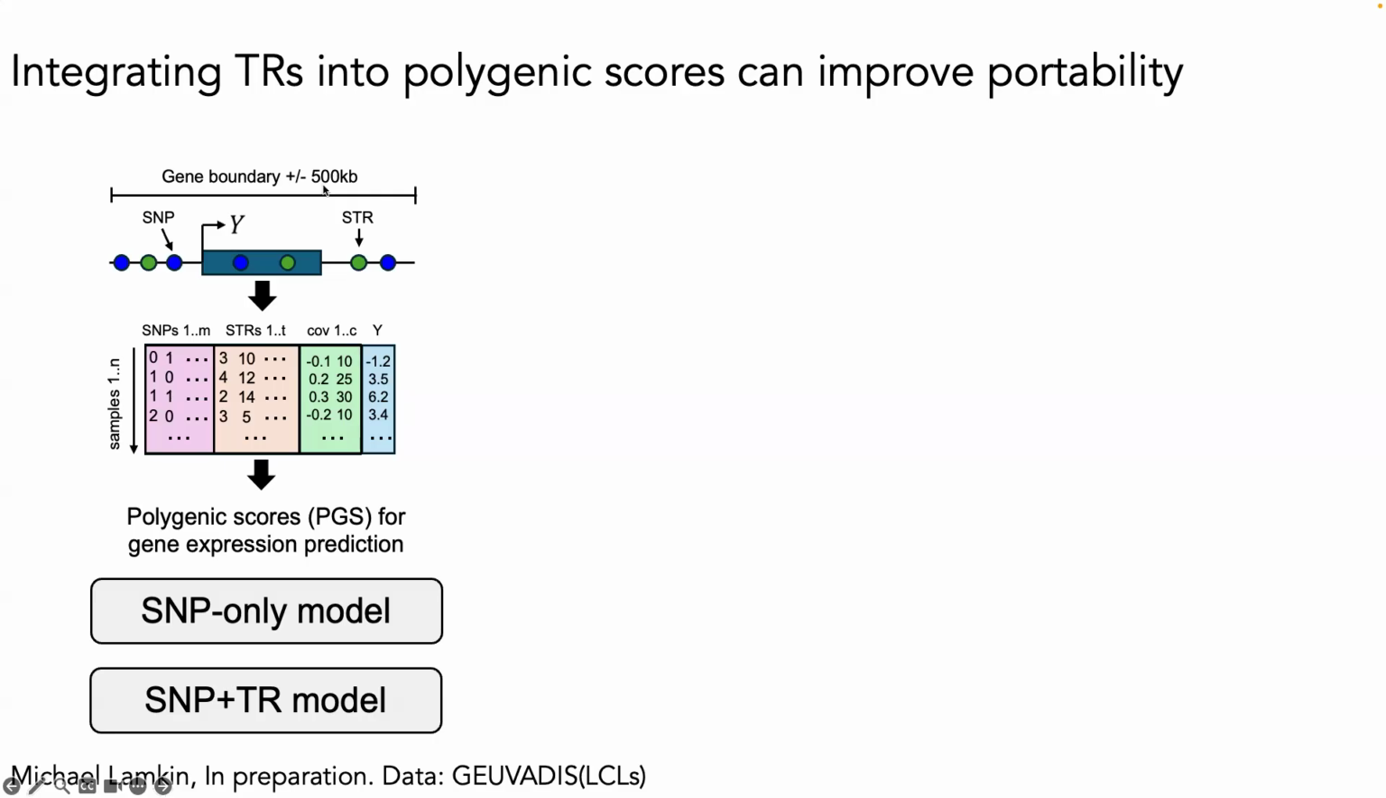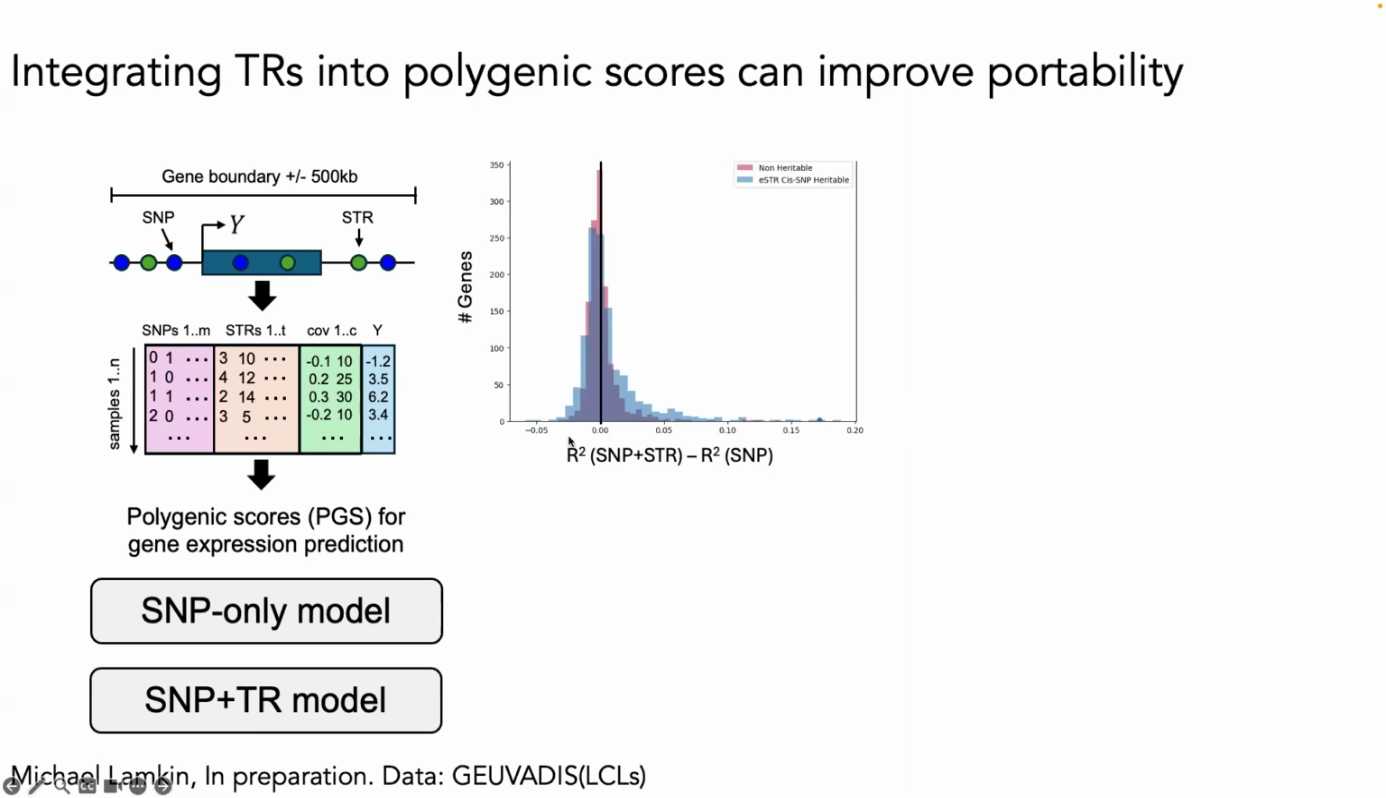Then for each gene, we can try to build a model to predict expression of this gene using either the SNPs only, so all the SNPs in some window around that gene, or the SNPs and the repeats together. Then we throw those into a lasso model and ask, do I actually get any improvement when I add the TRs into this model? This is showing a histogram of the improvements that we get in the R squared between the SNP plus STR model compared to the SNP only model. For most genes, we don't really get much improvement, but there's this long tail where we get a pretty substantial improvement in the prediction.